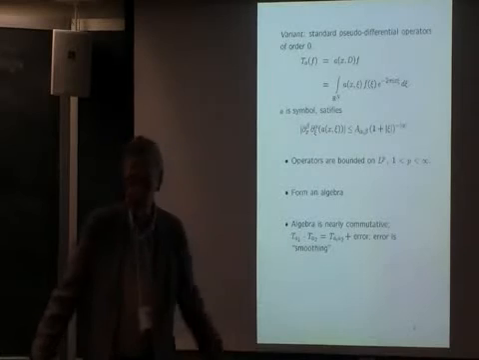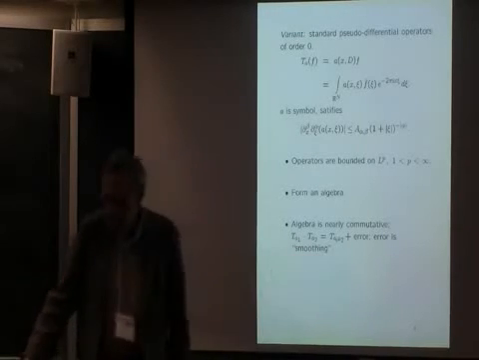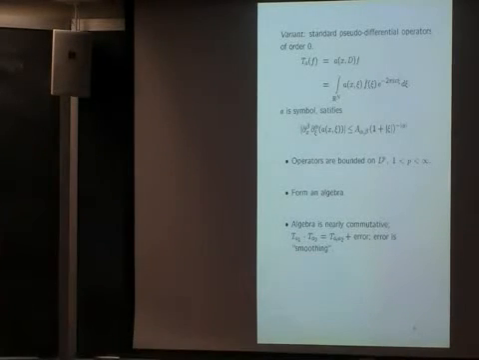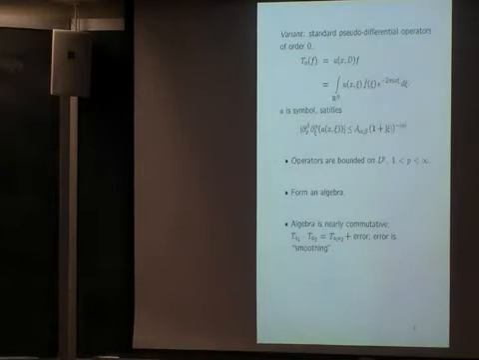The product is essentially the operator whose symbol is the pointwise product of the symbols plus an error. And the error is measured in terms of smoothing operators, which I'm not going to get into, but you have to think of those operators as small errors.